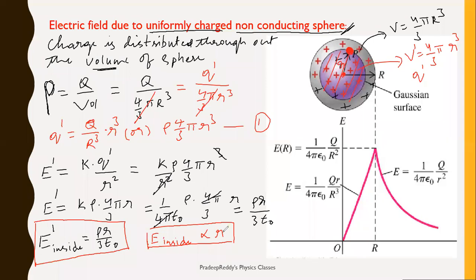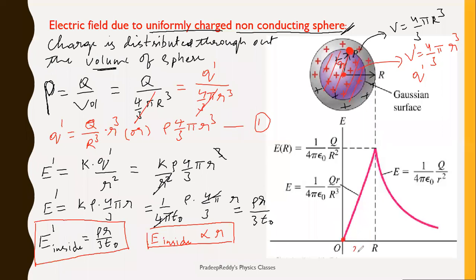At the center, small r will be equal to 0. Therefore electric field at the center of the sphere will be equal to 0. And when you are coming out from the center, what would happen? R value goes on increasing. As R value goes on increasing, field also increases, right? So at the center, what is the field? 0. So that means if you plot a graph, at the center it is 0.